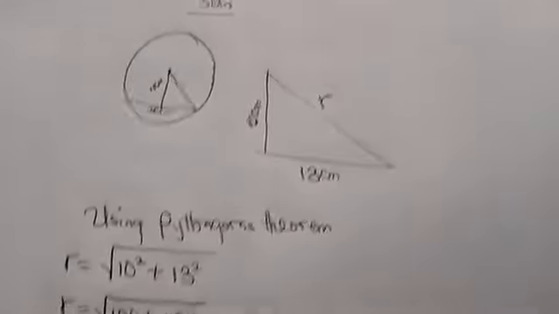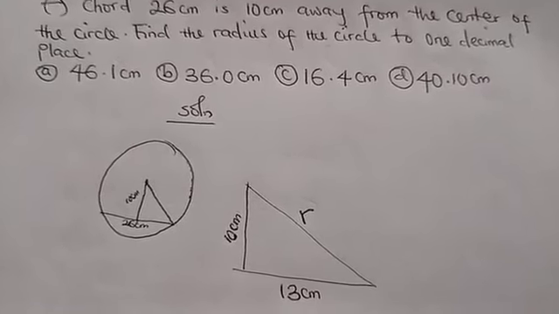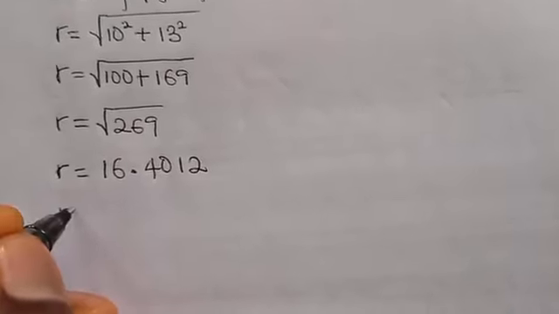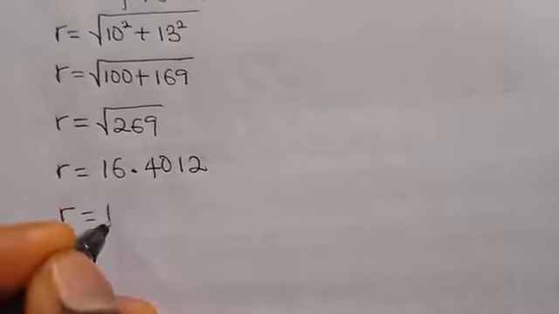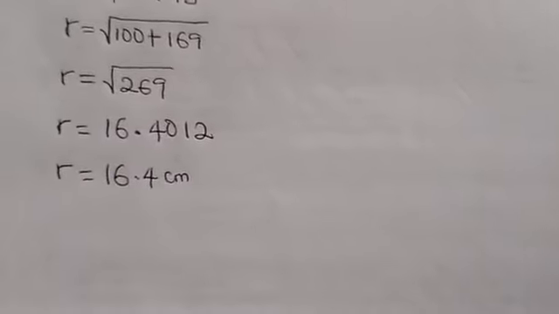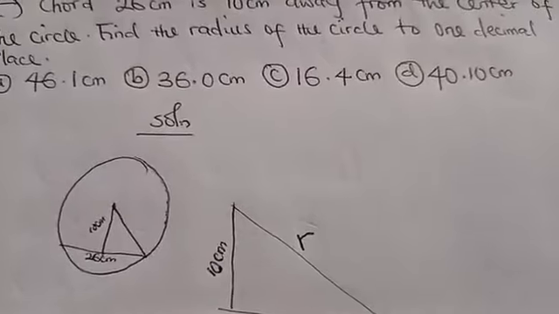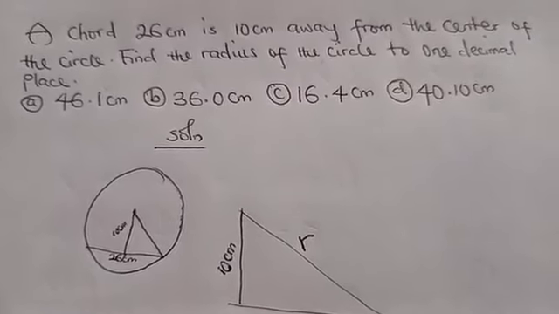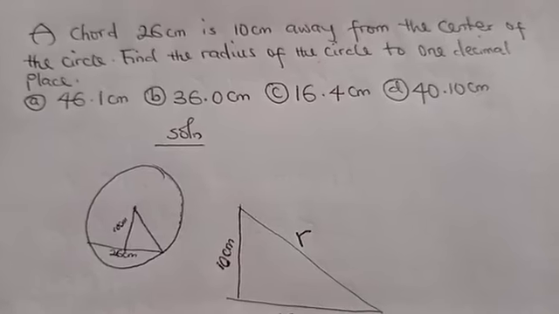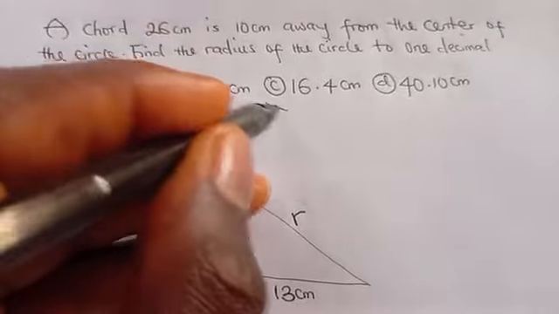But coming back to our equation, we are specifically told to find the value of the radius of that circle to 1 decimal place, implying that we are going to approximate this to 1 decimal place. That is, r will be equal to 16.4 centimeters. So 16.4 centimeters is the value of the radius of this circle with the length of chord 26 centimeters, whose distance from the center is 10 centimeters. And this corresponds with option C.